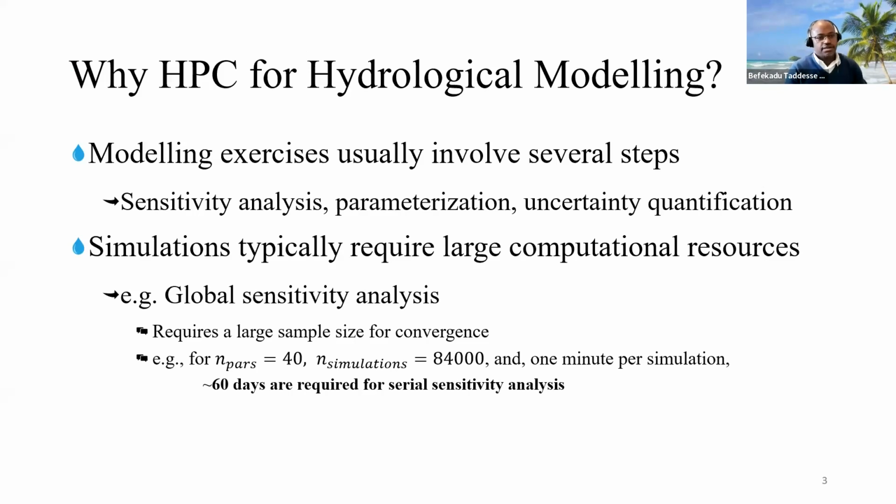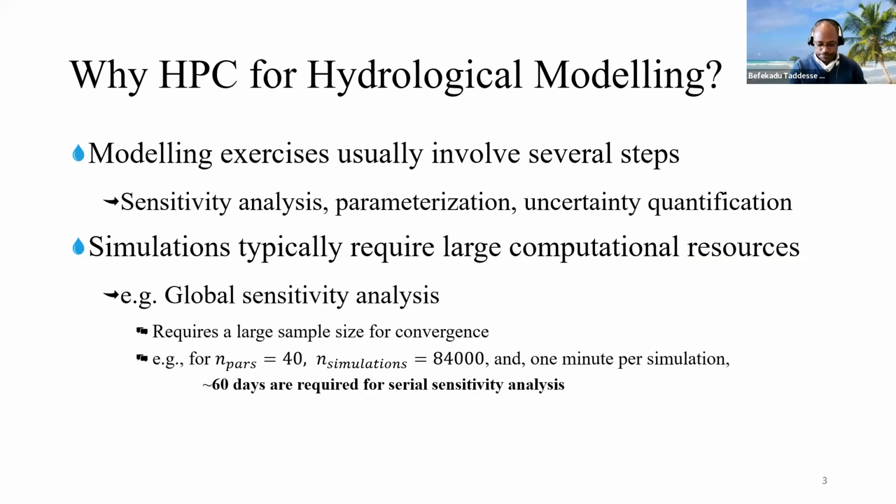So from a hydrological modeling perspective, usually we go through a series of steps when we do a modeling exercise, starting from wanting to know which parameters are quite essential with regard to influencing the model behavior, and then calibrating our model. And lastly, we might want to do uncertainty quantification. Taking an example of a sensitivity analysis, we might want to run a global sensitivity analysis using a model with 40 parameters, and the number of simulations required is around 84,000 for the sensitivity analysis to converge. And if we assume that a single simulation takes a minute, we would require around 60 days for the job to be completed if we run sequentially.